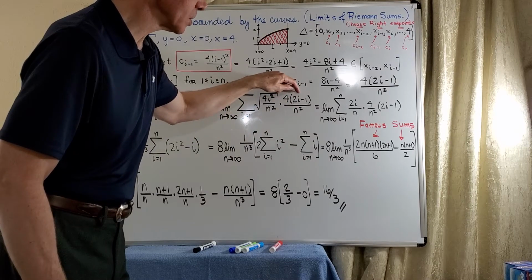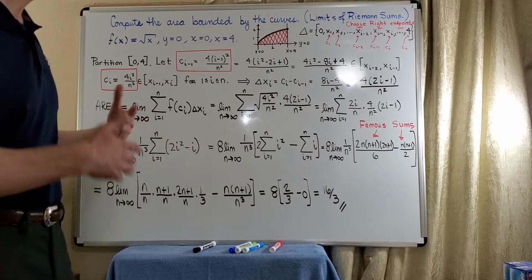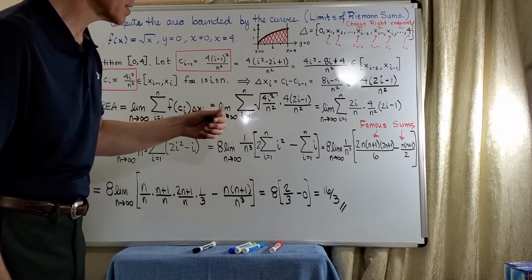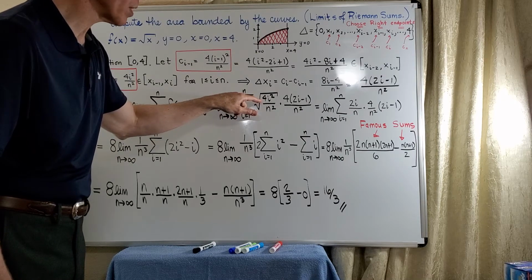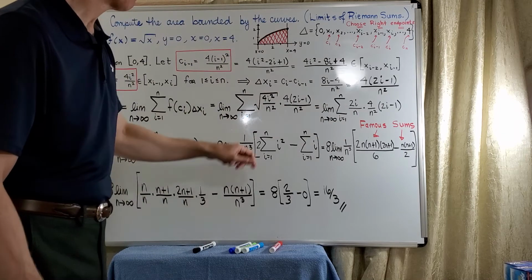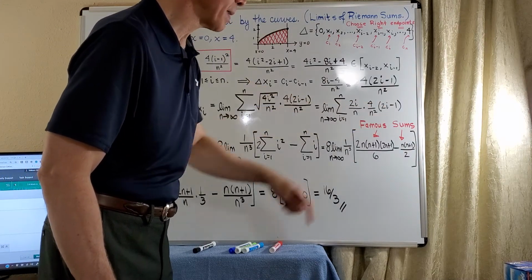4 times the quantity 2i minus 1 divided by n squared. Now, notice we have some simplification here. The i's and the n's are all positive numbers, and so when we take the square root here, we just get 2i over n, which you see right here. And then, of course, we have 4 over n squared times the quantity 2i minus 1.